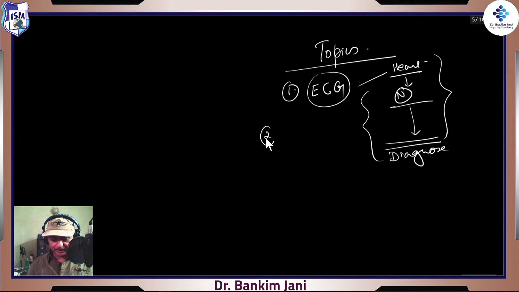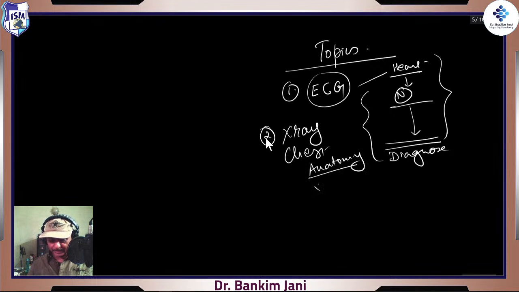Say for example, I say X-ray chest. In that, we will not start with, okay, this is X-ray chest, and then straight away go for the description of it. No, we'll be learning some anatomy of the chest, and then we'll understand how X-rays are produced, because then it will actually make the whole thing completely clear.